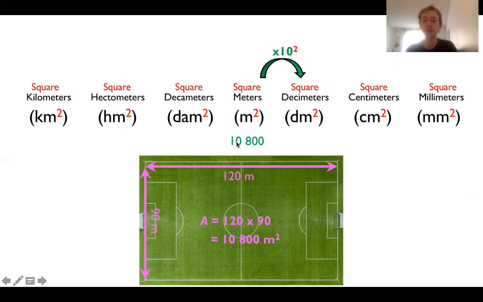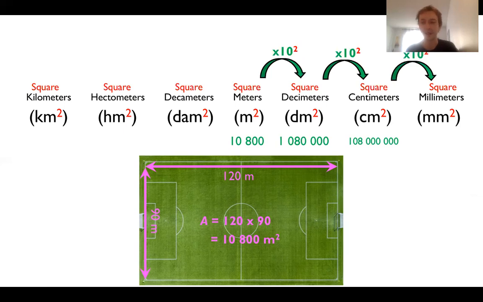So 10,800 square meters is 1,080,000 square decimeters. It's going to be 108 million square centimeters. Numbers are going to get really big here. And then for square millimeters, this would be like the worst way to measure a soccer field. It would be 10,800,000,000 square millimeters. Ugh.